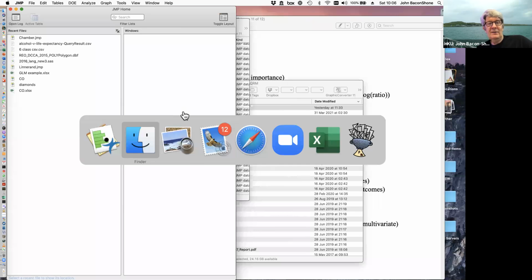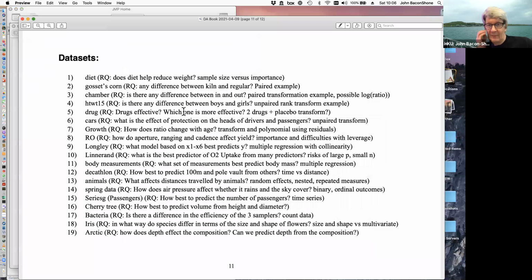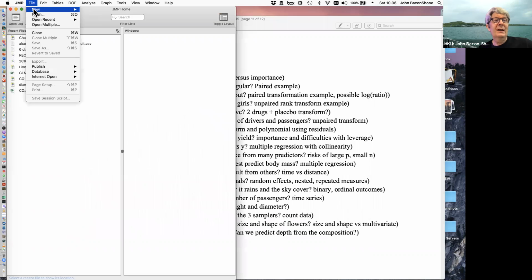So my next data set to look at is called height weight 15. So please open the one called height weight 15.